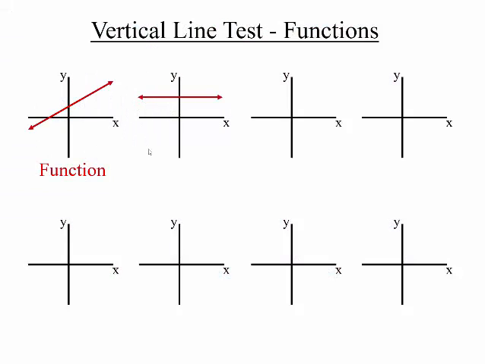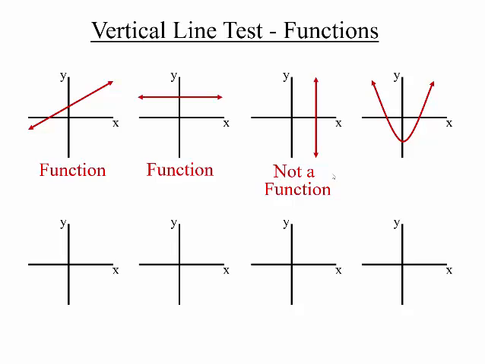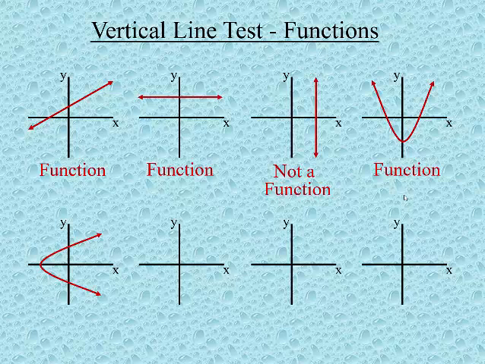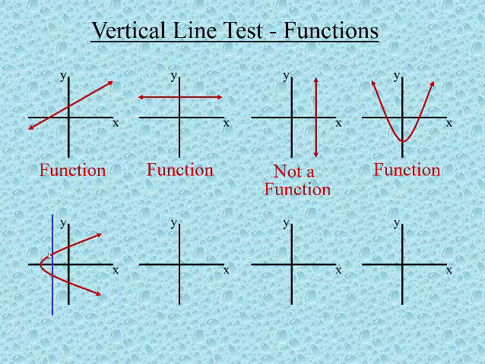This line here, any vertical line will only go through it once. It is a function. This one right here, no, this is not a function because a vertical line will go through it an infinite number of times. You can see the blue line on top of it, so it is not a function. Here, any vertical line will go through it only once. This is a function. Over here, a vertical line will hit it more than once. This is not a function.